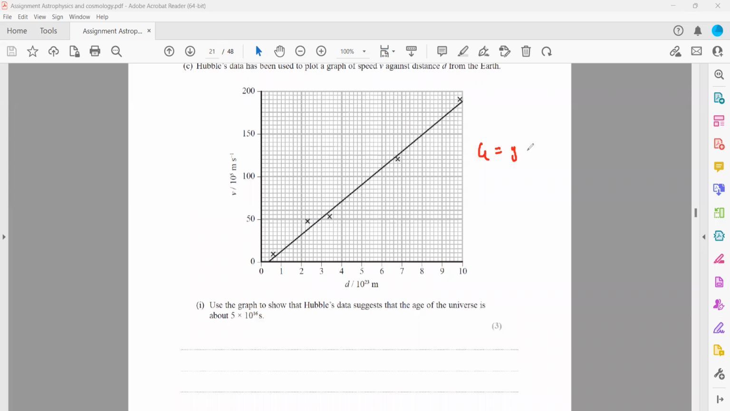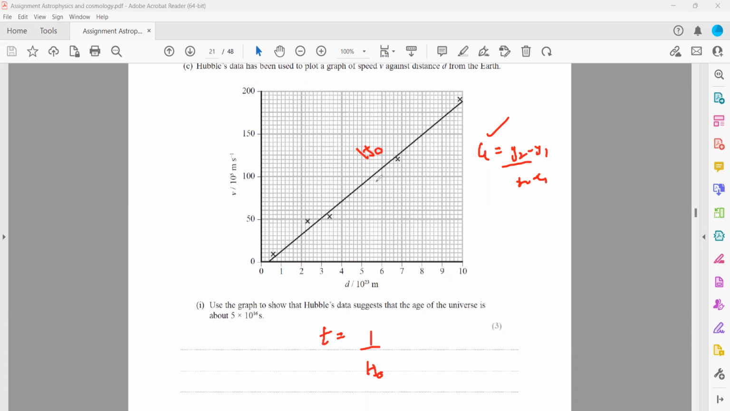which will be y2 minus y1 over x2 minus x1. The gradient will be equal to Hubble's constant, and the reciprocal of the Hubble constant is the age of the universe. So first take any 2 points on this line and find the gradient.